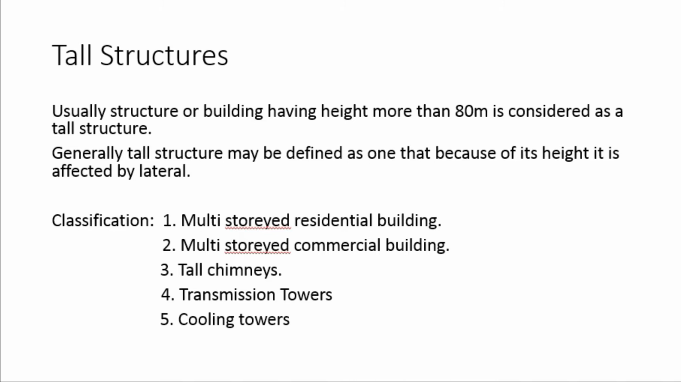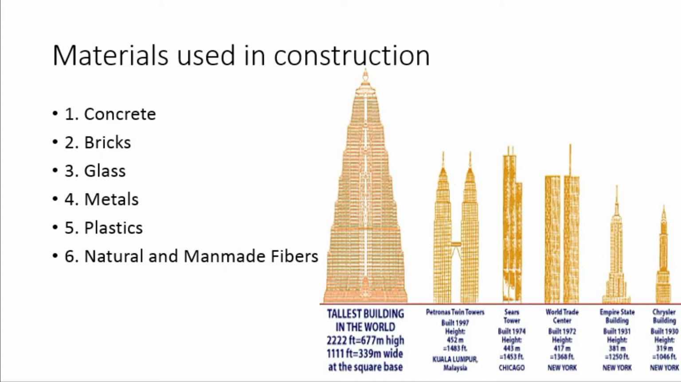Mainly classified into 5 types: multi-story residential building, multi-story commercial building, tall chimneys, towers, cooling towers, transmission towers. You will be seeing based on material. Tall structures are classified based on materials: concrete, brick, glass, metal, plastic, natural and man-made fibers.